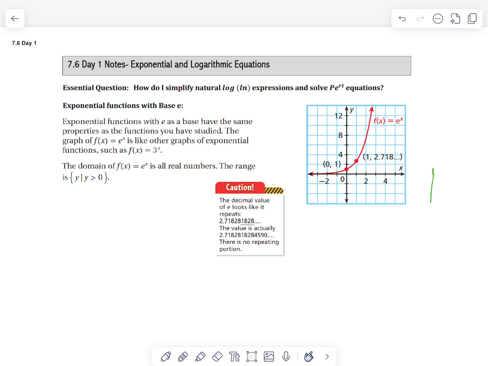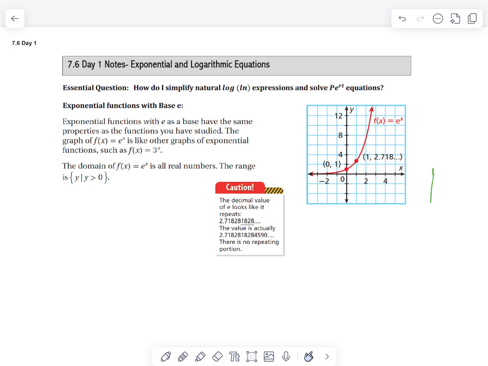Essential question, how do I simplify the natural log expressions in solving PERT equations? So exponential functions with base e. Exponential functions with e as a base have the same properties as the functions we've already studied.